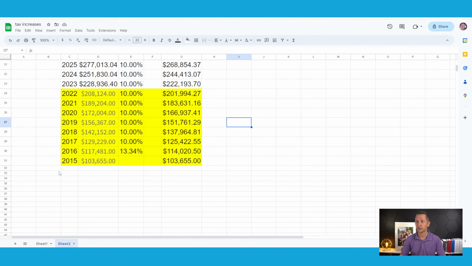So here's another example of a mistake that I actually made going through this whole process that I uncovered just recently. So I'll bring this back up here. Now, this is 2015. So this was the assessed value in 2015.